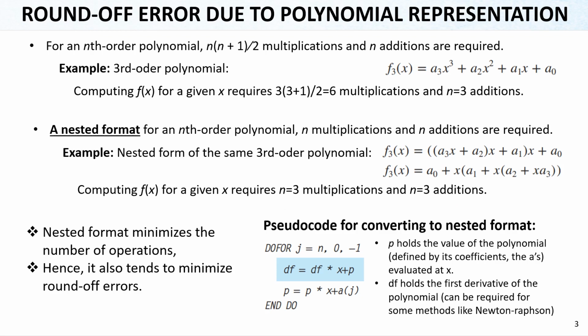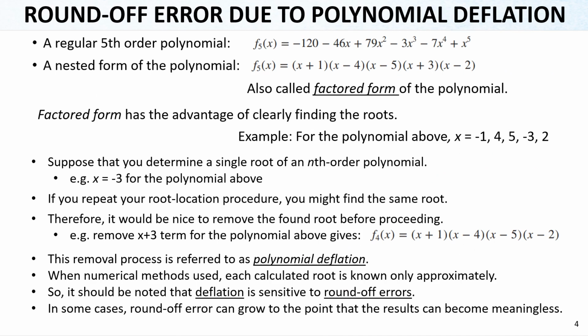This is an advantage. In the root finding of polynomials, we can have another round of error, and this is because of an operation called deflation, polynomial deflation. Let's try to explain this with an example of a fifth order polynomial. You can see this is a fifth order polynomial here. We can simply write this in parentheses, as you can see here, and this is a nested form, if you remember from the previous slide. But this form doesn't have additional summation or subtraction operations. That's why this is all multiplications, and that's why this is also called factored form.